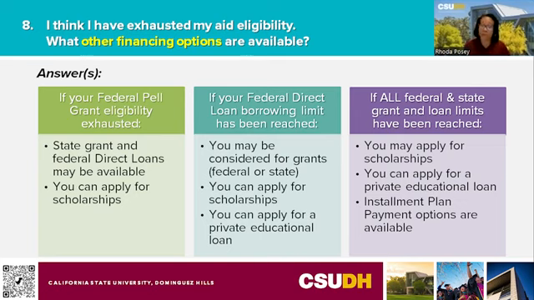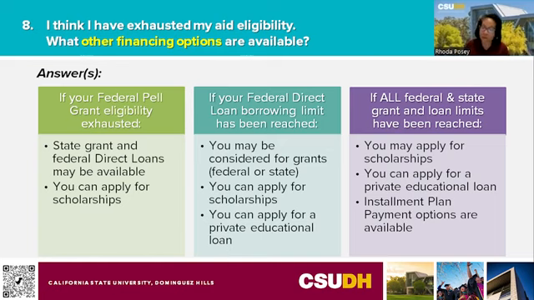You can still apply for scholarships. You can apply for private educational loans. Okay, so just because you've hit that borrowing limit on the direct loans doesn't mean there's not other aid you can be considered for. And then lastly, the third one there, if all federal and state grant limits have been met or reached, okay, so then what are your options?